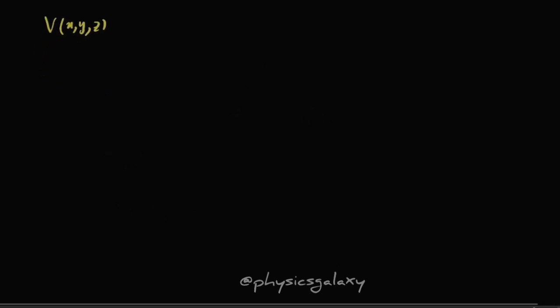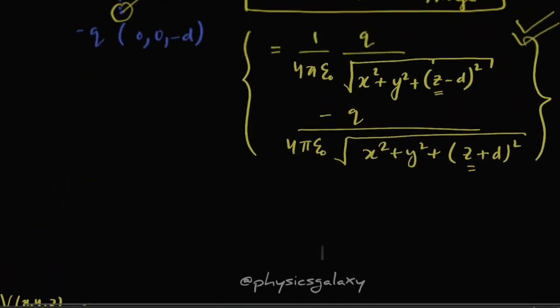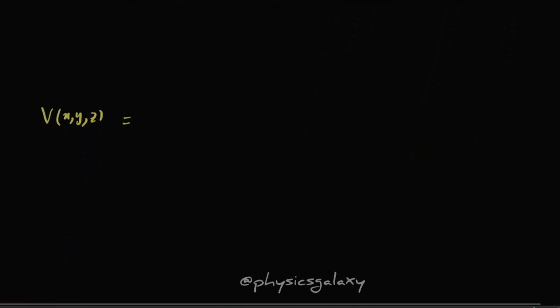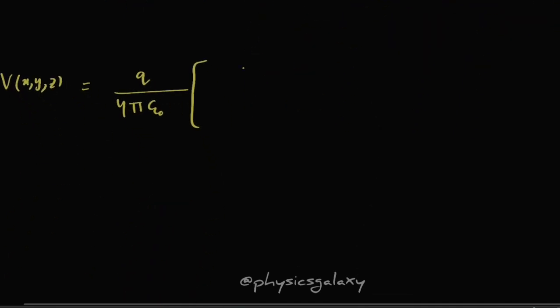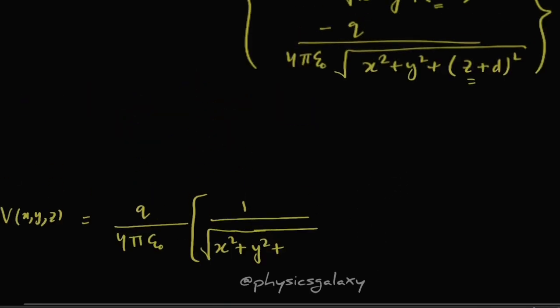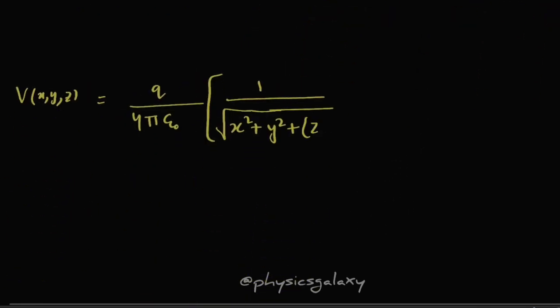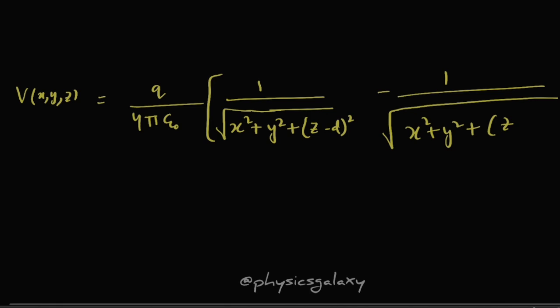V of x, y, z equals, let me take q common and 4 pi epsilon common. So my solution is q divided by 4 pi epsilon naught. Then I have 1 divided by under root of x square plus y square plus z minus d whole square, minus 1 divided by under root of x square plus y square plus z plus d whole square. Okay, so this is my solution.